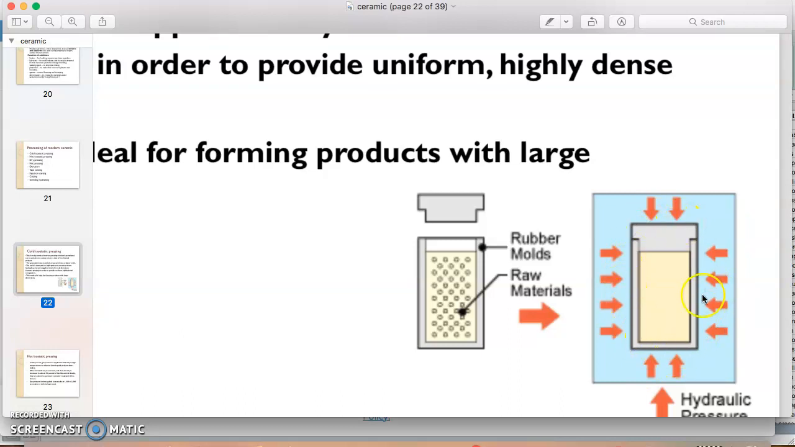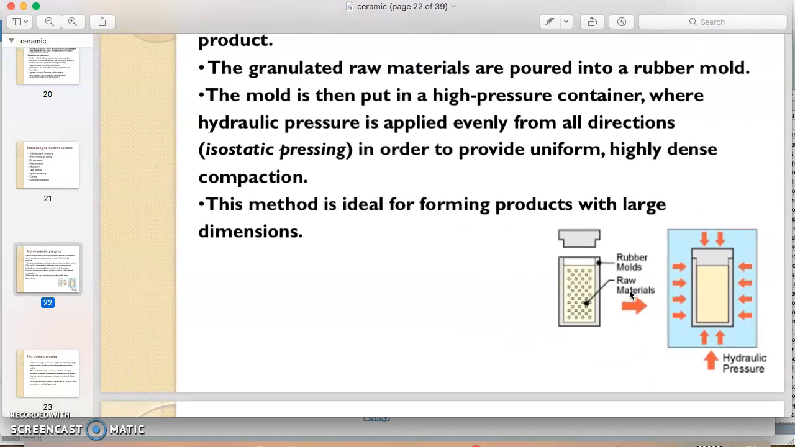The benefit of this process is that all the pressure is applied in all directions of the surface, and we will get a high quality product with a uniform highly dense compaction.